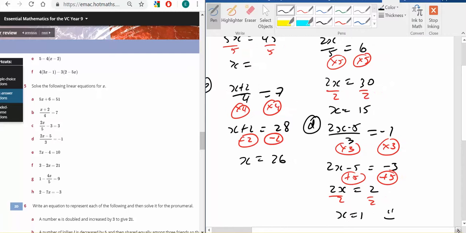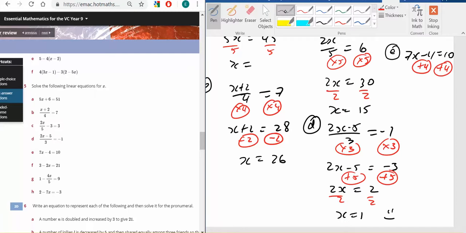Let's go to E. Now, I'm going very quickly, so if you need to, pause and re-listen, by all means do so. Okay. First step, add 4 to both sides. 7x equals 14. So we divide both sides by 7. 14 goes to 7 twice. So x equals 2.